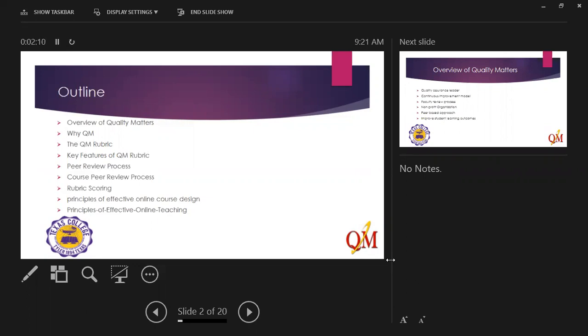We're also going to look at the peer review of each other's online courses to make sure that they meet certain standards. Look at the course peer review process. We're also going to look at the rubric scoring, and then we'll wrap up with the principles of effective online course design and principles of effective online teaching.